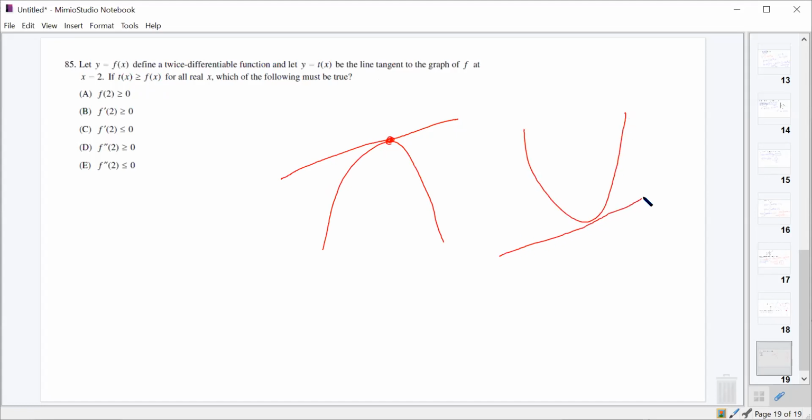If the function is concave up, the tangent line is always going to be less than the function. So this is telling us that the function must be concave down if the value of the tangent line is always greater than or equal to the value of the function. If the function is concave down, that's going to tell us that at 2, the second derivative must be less than or equal to 0. Does that make sense to everybody?